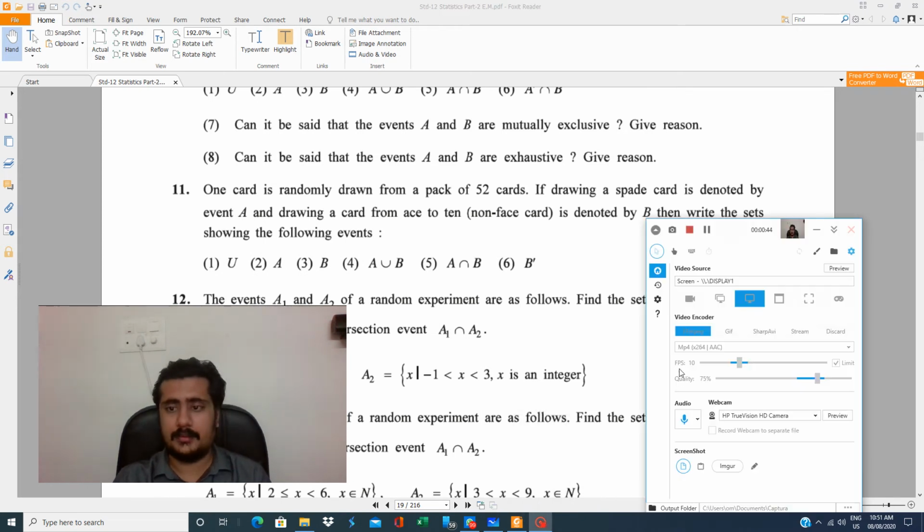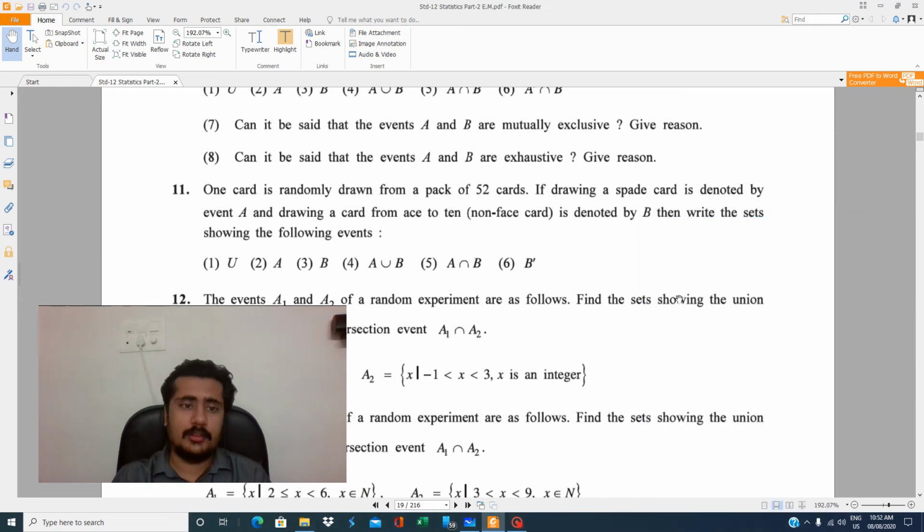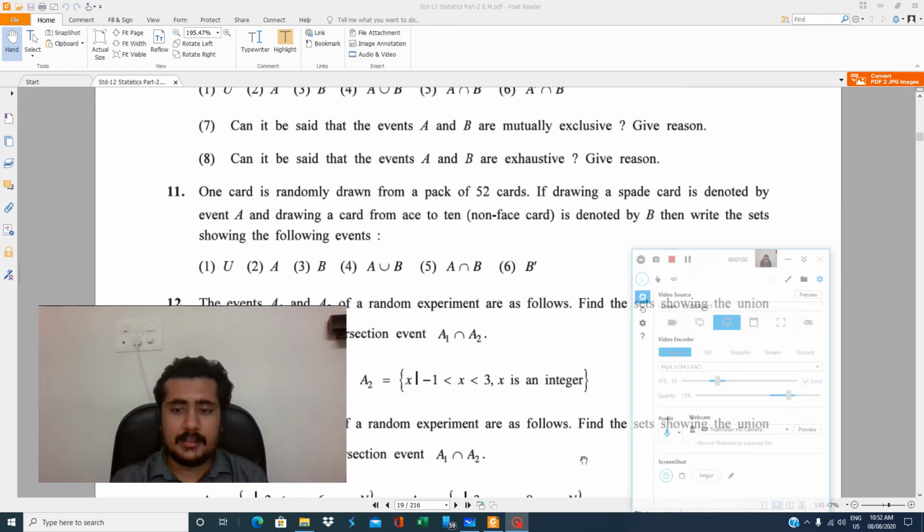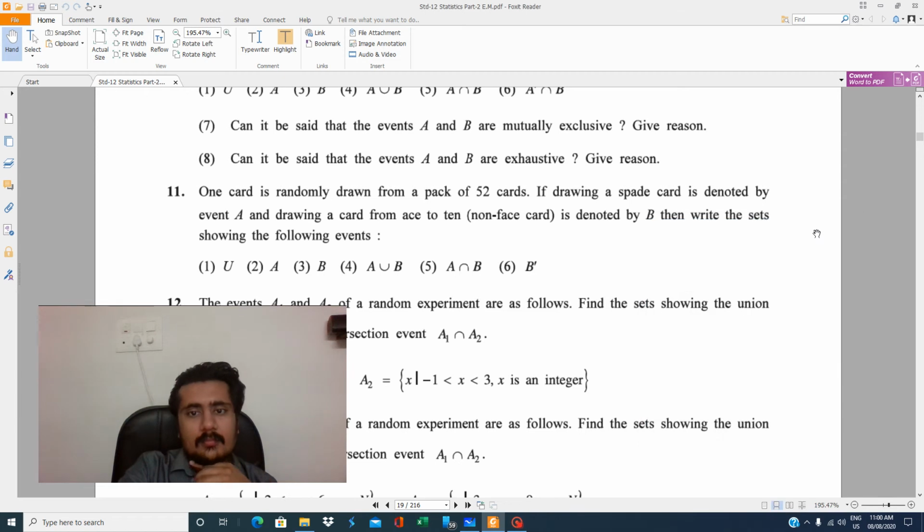sum. Let me read the question first. One card is randomly drawn from a pack of 52 cards. If drawing a spade card is denoted by event A and drawing a card from ace to 10 is denoted by B, then write the sets showing the following events. Number 1 sample space U, second A, third B, fourth A union B, fifth A intersection B, and sixth is B dash.